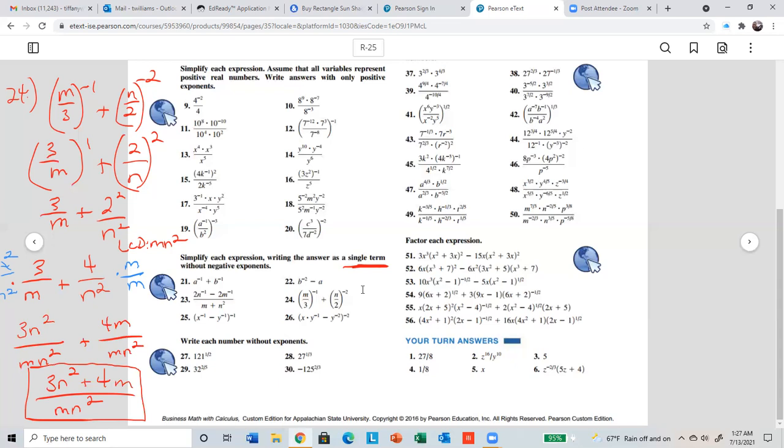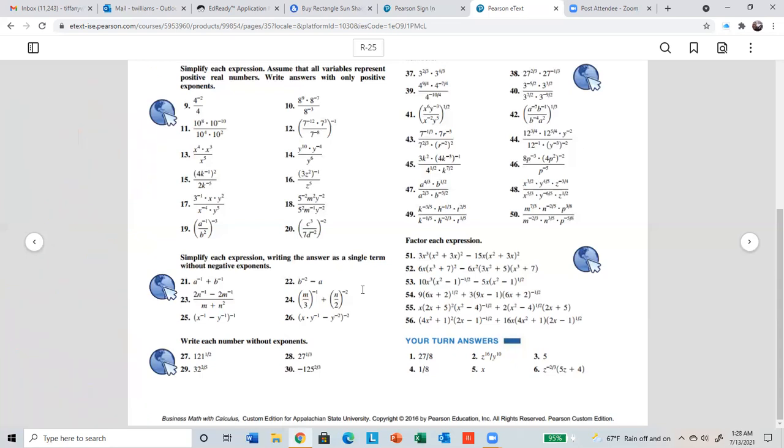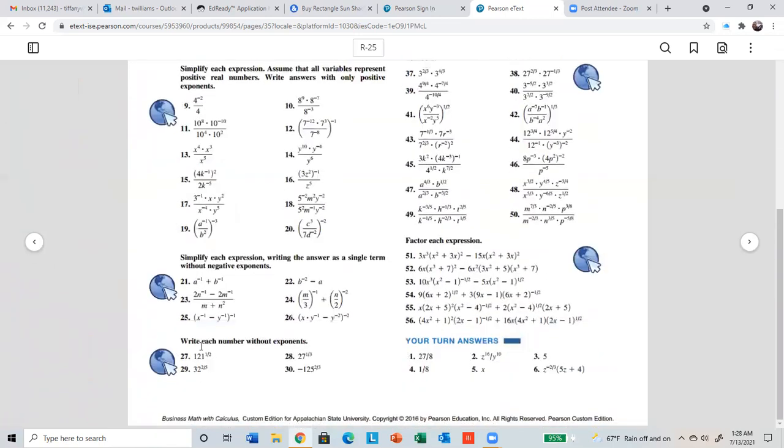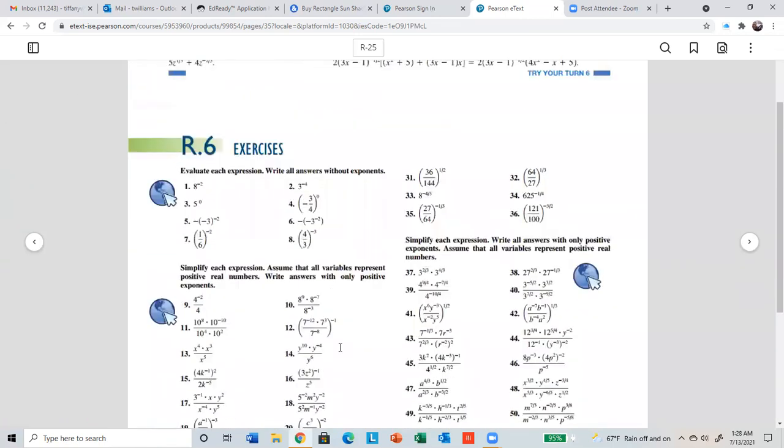Okay. Variables are fun, but let's make sure that we understand what's going on with numbers as we go through this. So I'm going to look at number 32. Scroll up to where we can see number 32. Directions say write each number without exponents. So on number 32, we're given 64 over 27 raised to the 1/3.